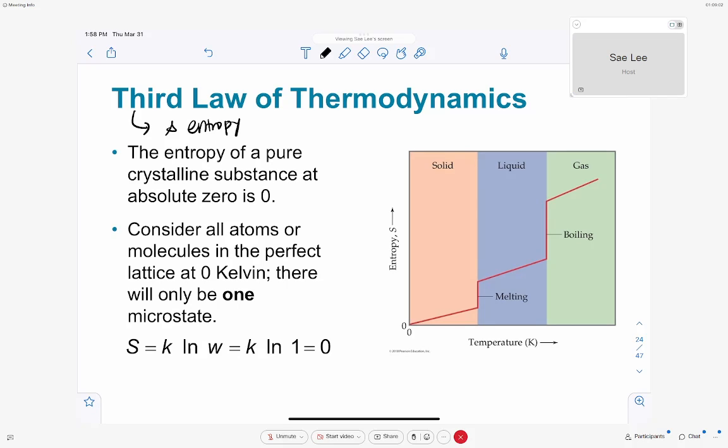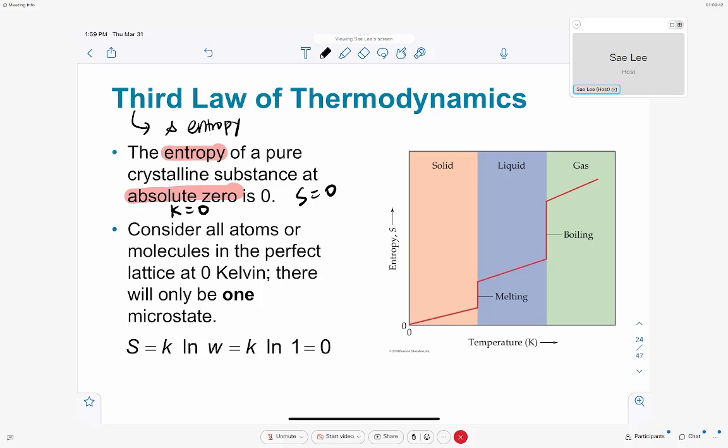According to the third law of thermodynamics, the entropy of a pure perfect crystalline substance at absolute zero is 0. The entropy of a pure crystalline substance at this temperature is going to be 0.